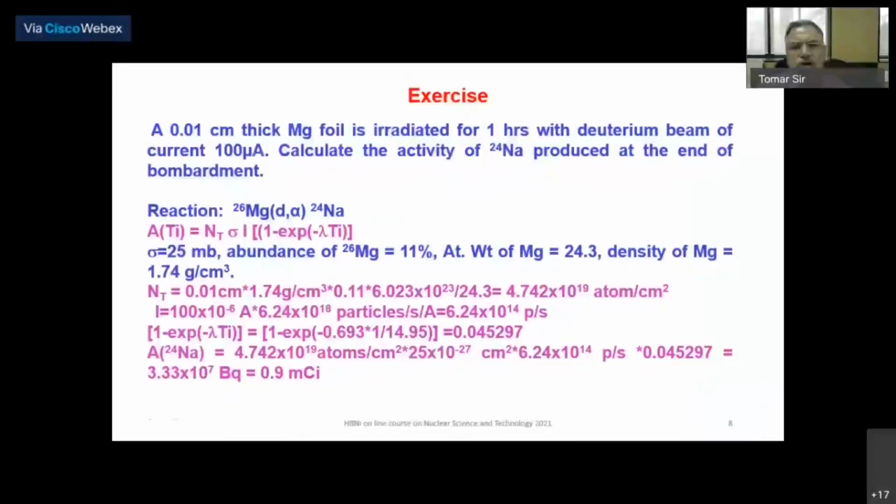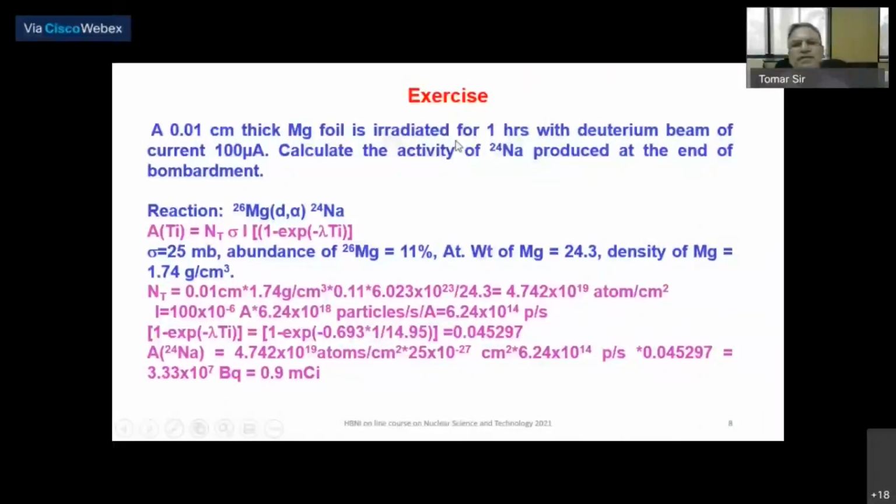Okay, just to give you a feel of the numbers, what is the level of activity that one can produce in a charged particle irradiation? I have given you an exercise. A 0.01 centimeter thick magnesium foil is irradiated for 1 hour with a deuteron beam of current 100 microampere. Calculate the activity of sodium-24 produced at the end of bombardment.